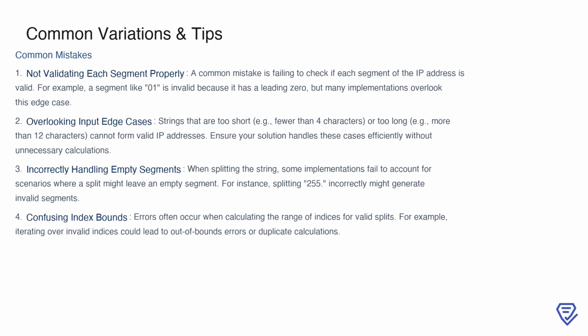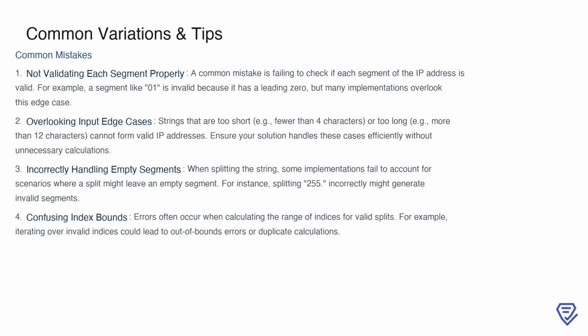When working on restoring IP addresses, there are several common mistakes to watch out for. First, not validating each segment properly is a frequent error. For example, a segment like 01 is invalid due to the leading 0, but some implementations might overlook this. Another issue is overlooking input edge cases. Strings that are too short, like having fewer than 4 characters, or too long, with more than 12 characters, cannot form valid IP addresses. It's important to handle these cases efficiently to avoid unnecessary computations.